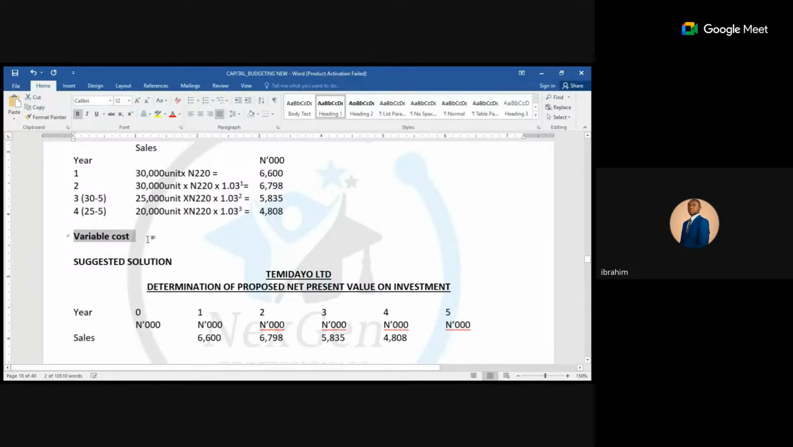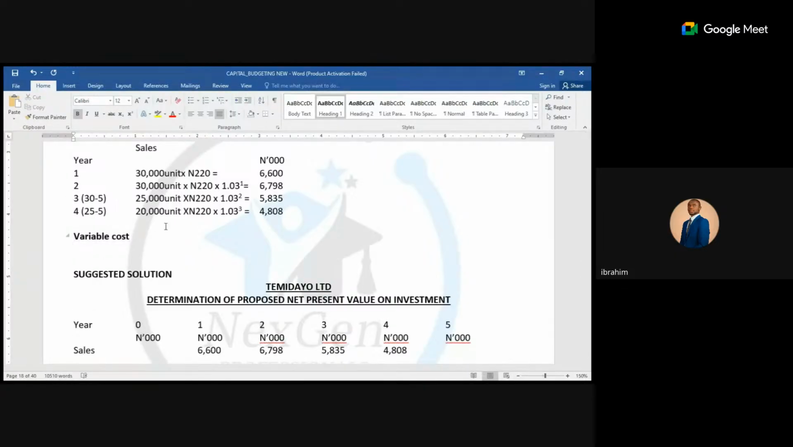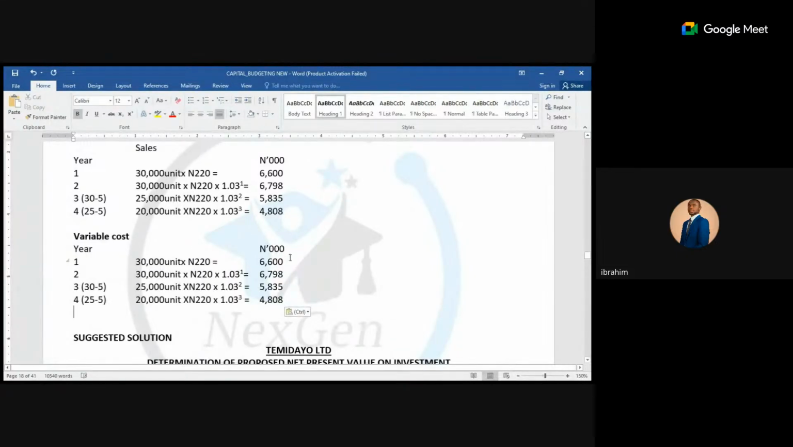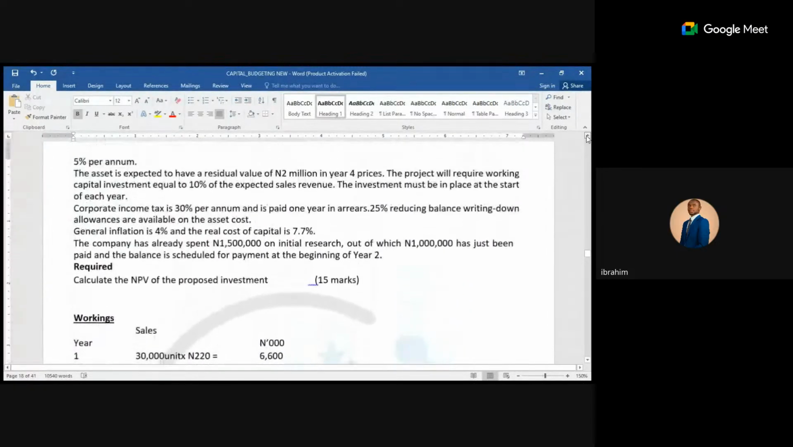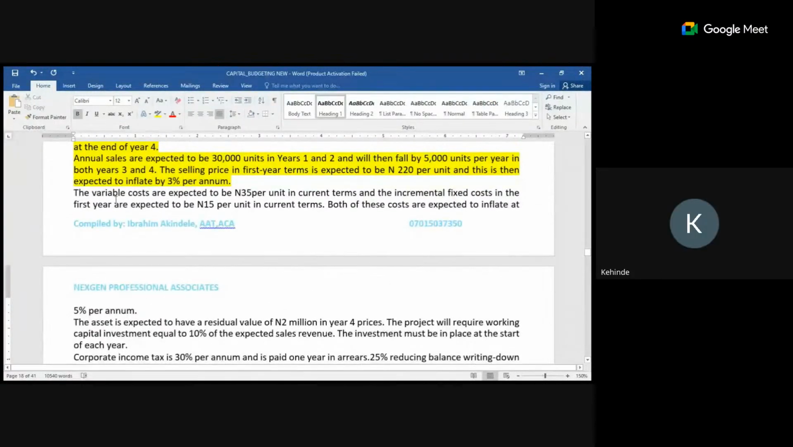So variable costs. What is the variable cost per unit, class? 35. Let's deal with this first. Right, 35.